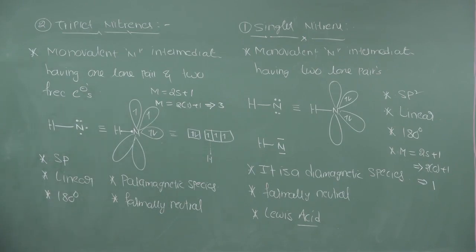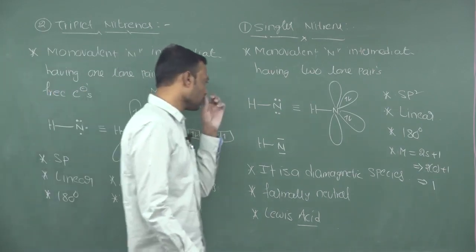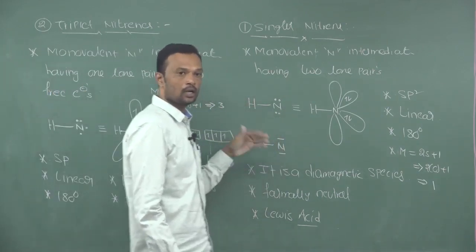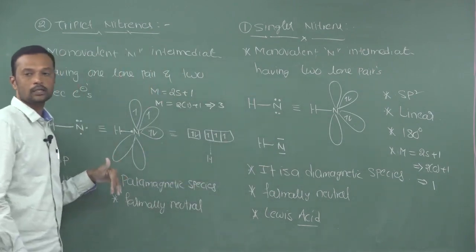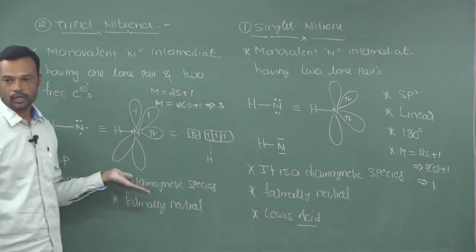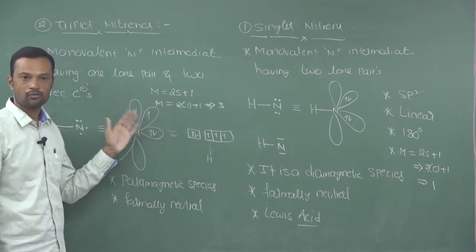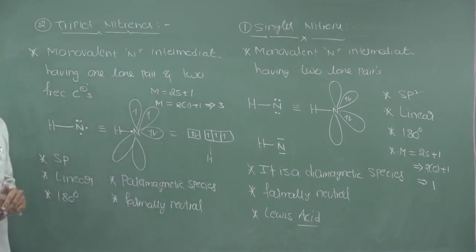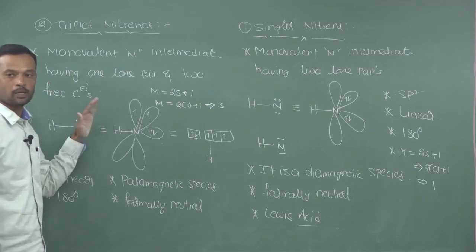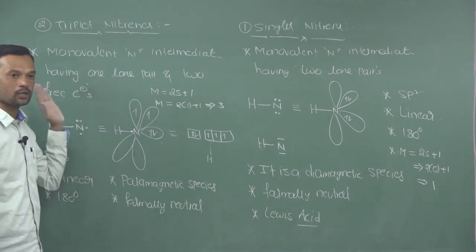So that is the structure of nitrene. In your next class we will discuss the generation of nitrene: how to generate a nitrene, what are the general preparations of nitrene, what are the trapping methods, and what are the stability factors of nitrene. Finally, the chemical reactions of nitrene. Similar to carbene, the same chemical reactions are going to operate for nitrene.